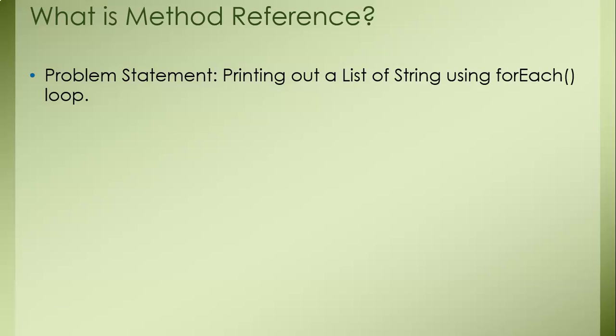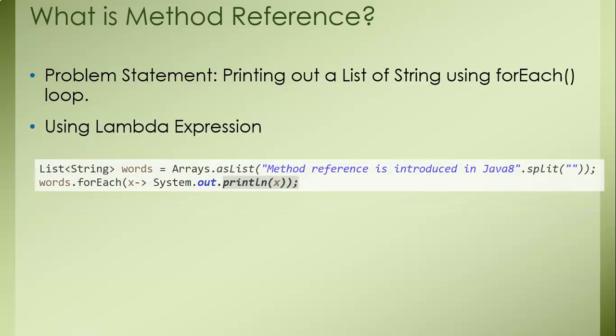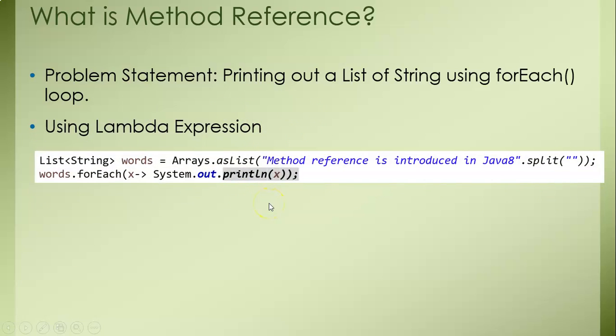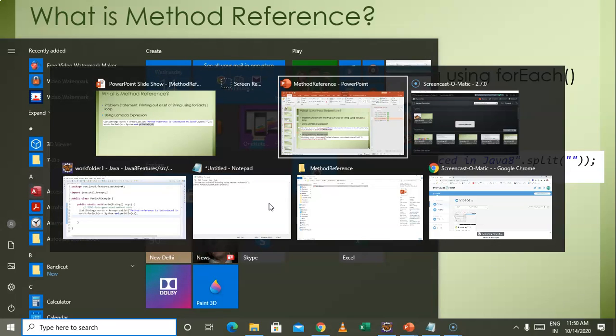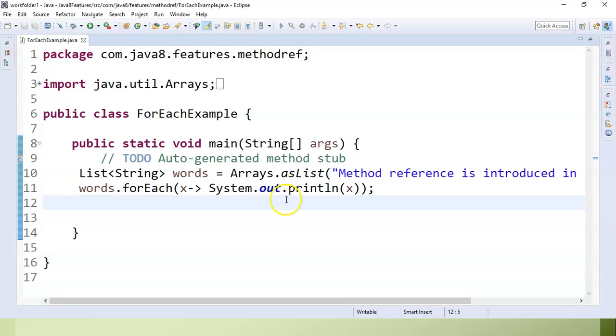So now we are trying to print out a list of strings using the for each loop. We do it first using a Lambda expression. It will be very simple if we do it using the Lambda expression. Now we'll go to Eclipse and further check how we can execute this using a Lambda expression.